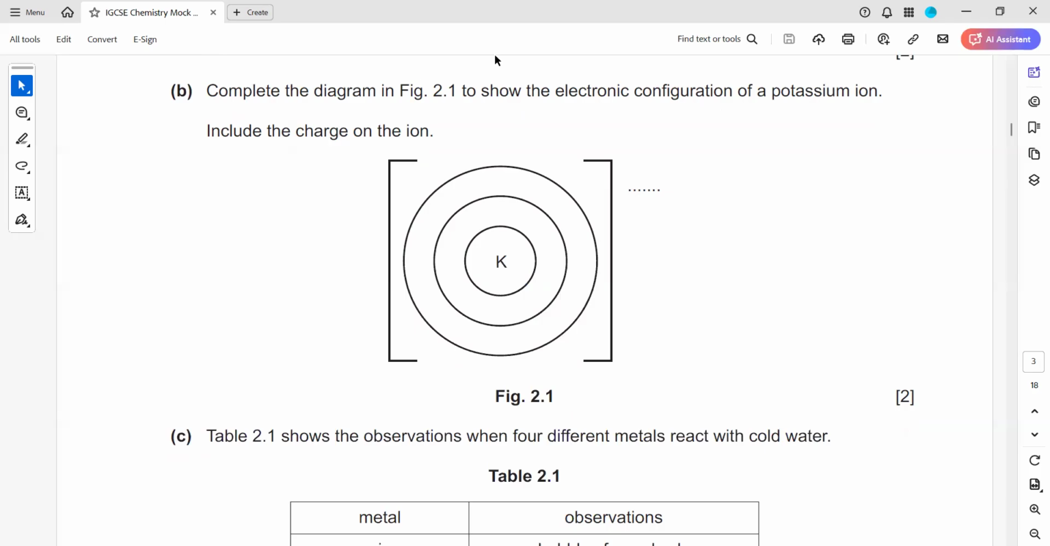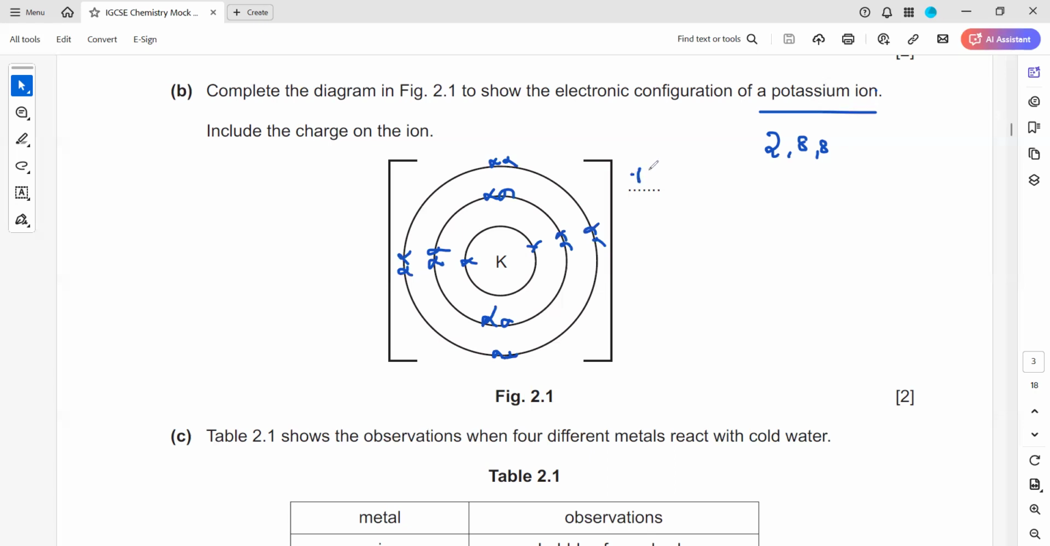Complete the diagram in figure 2.1, which shows the electronic structure of a potassium ion. The potassium atom is 2, 8, 8, 1, which is 19 electrons. But it's a potassium ion, so it will lose one electron. So the configuration will be: the first shell has 2, the second shell has 8, the third shell also has 8.